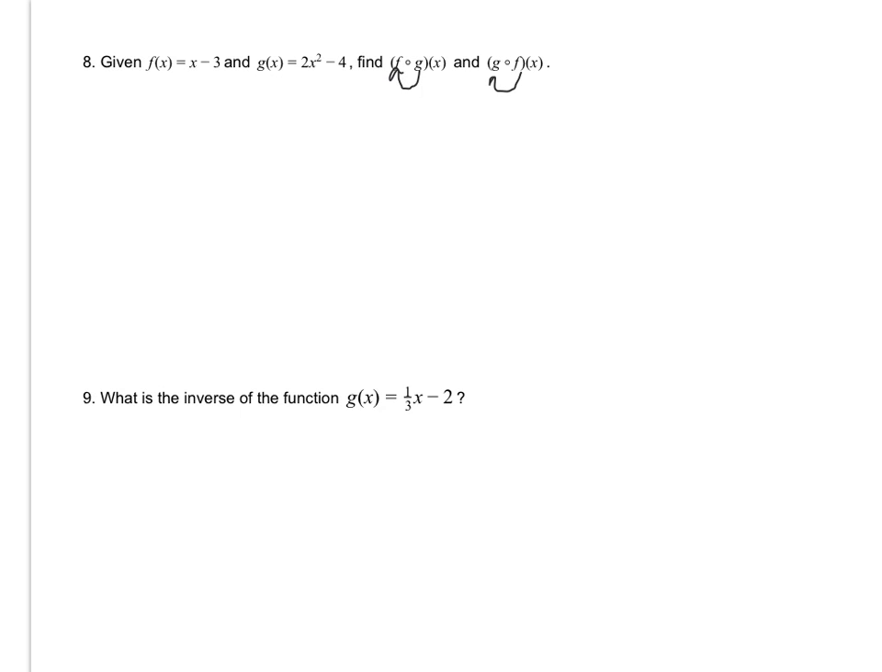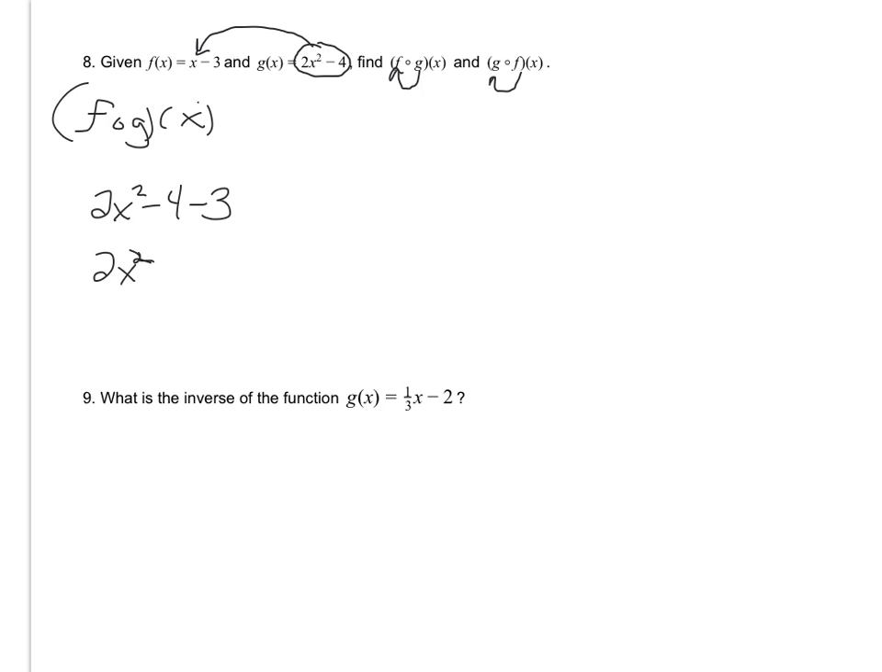So if we're doing f composed with g, that means we're going to put g in for f. So where I have g, g is this function, I'm going to put it in everywhere I see an x for f. So instead of x I'll put 2x squared minus 4, minus 3. So -4 minus 3 is -7, because I can put the -4 and -3 together. So that one's actually very easy. You just put one into the other.